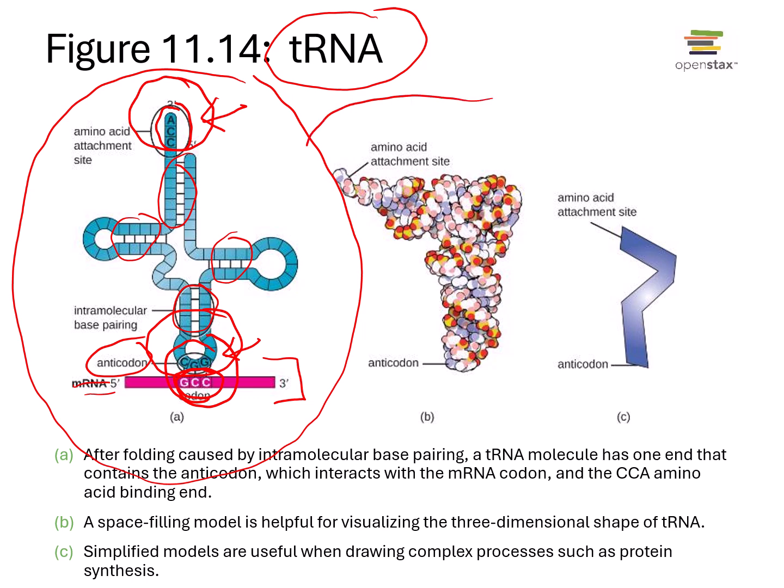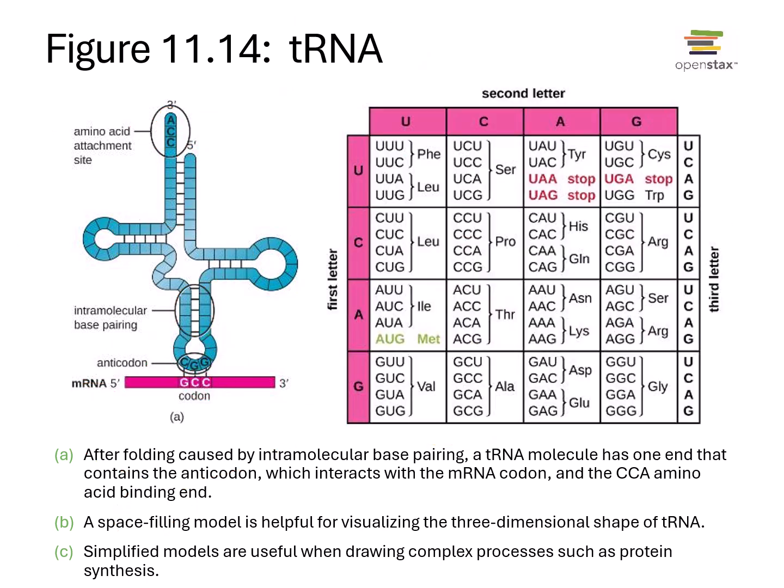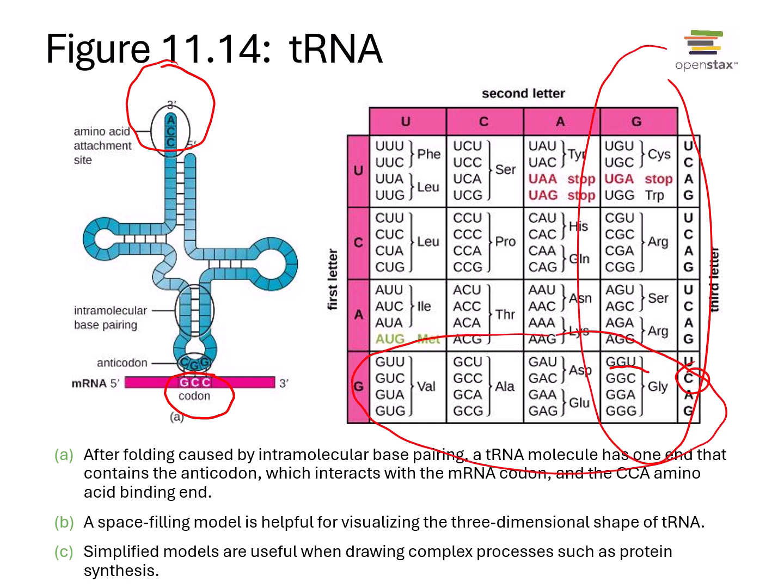And we have other space-filling models or a very simplified model of tRNA. Let's take a moment to figure out what would be attached over here. Which amino acid would be attached? Remember, it's based on the codon. So the codon is GCC. I'm looking for GGC. So there it is. GGC is glycine. So glycine would be the amino acid attached there.